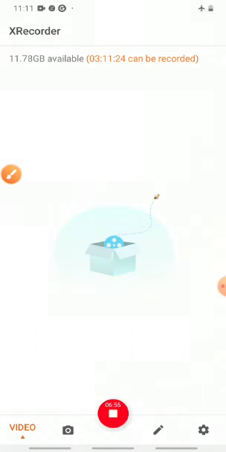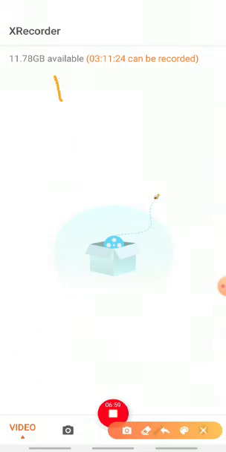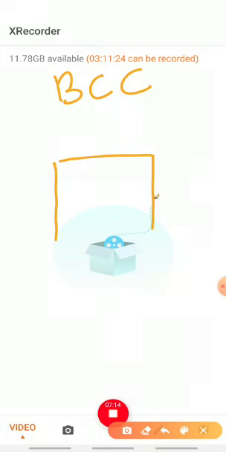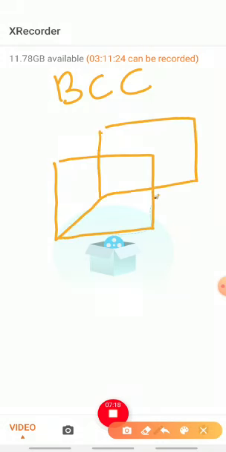Now let us move to the next one, that is called BCC. The full form of it is body center cubic crystal. Repeat with me, body center cubic crystal. Let us see. Once more we'll draw a cube. You also draw with me.